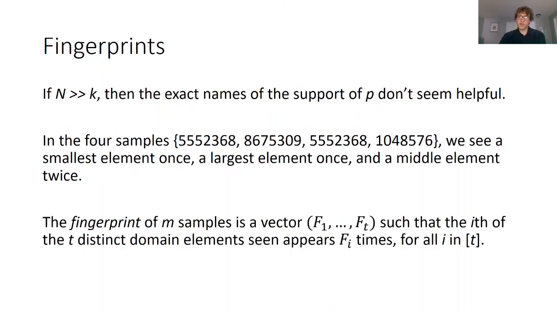To formalize this, we're going to call this a fingerprint. A fingerprint of m samples is a vector such that the ith thing in this list is the ith thing in order, and we saw it f sub i times. For example, for the 4 samples we have above, the fingerprint is 1, 2, 1. And that might really be, if n is really large, the only actual information that we get.